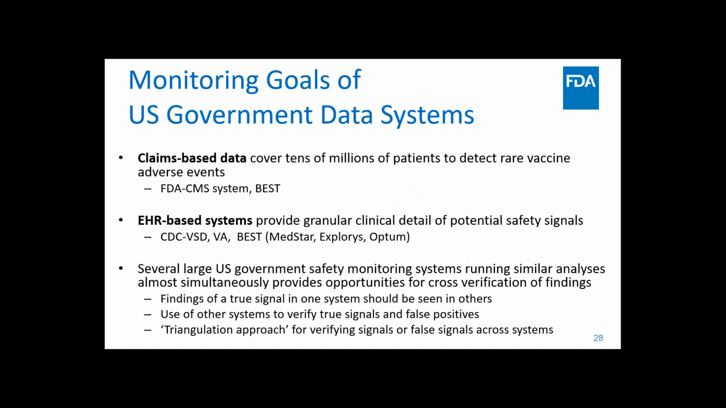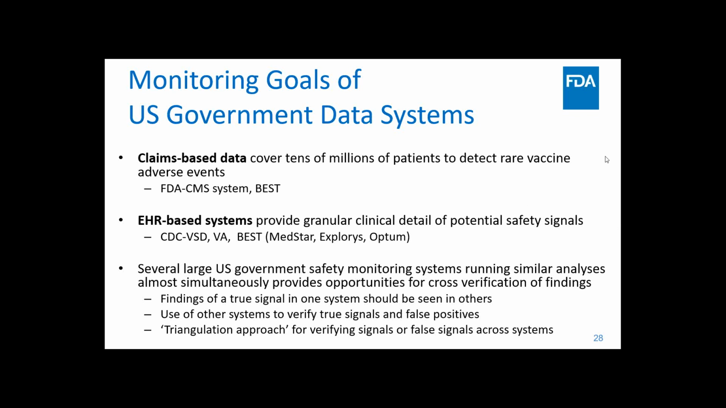So the monitoring goals of these U.S. government data systems, as I mentioned earlier, VAERS and the passive surveillance is sort of hypothesis generating. These systems sort of further delineate and verify a signal and allow us to evaluate it. The claims-based systems cover tens of millions of patients and can detect these rare vaccine adverse events. And that includes the FDA, CMS, and BEST. The electronic health records-based systems can provide a granular clinical detail about these potential safety signals, and these include the CDC's Vaccine Safety Datalink, the VA system, and again, some additional BEST systems with these partners in particular.